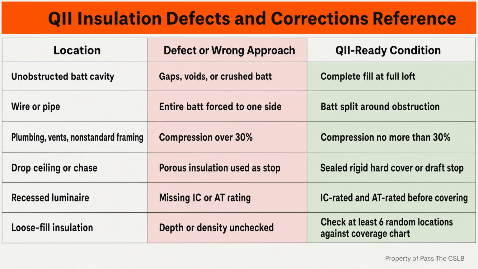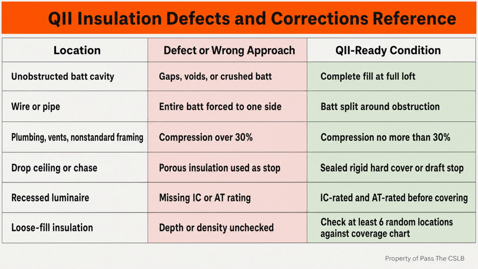Recessed luminaires in an insulated area create another coordination point. A fixture that will be covered by insulation must be rated for insulation contact and rated airtight. Leaving an insulation gap around a fixture that lacks those ratings breaks the continuity required by the quality installation. The source-backed correction is to replace the fixture with a compliant insulation contact and airtight unit before covering it with insulation.